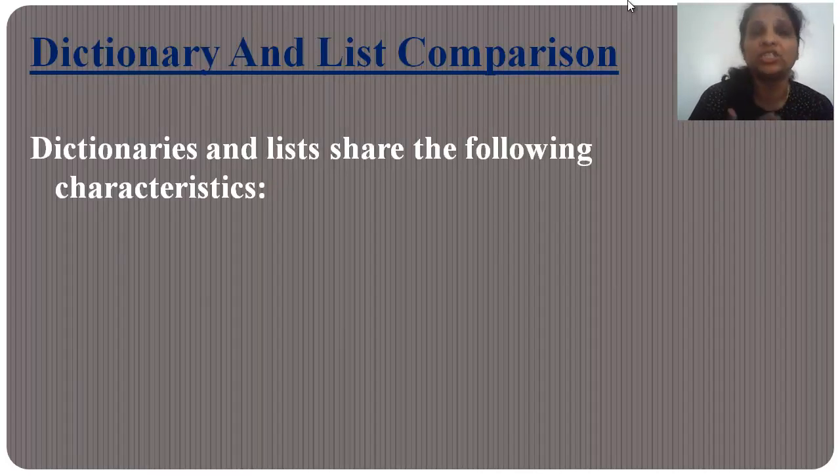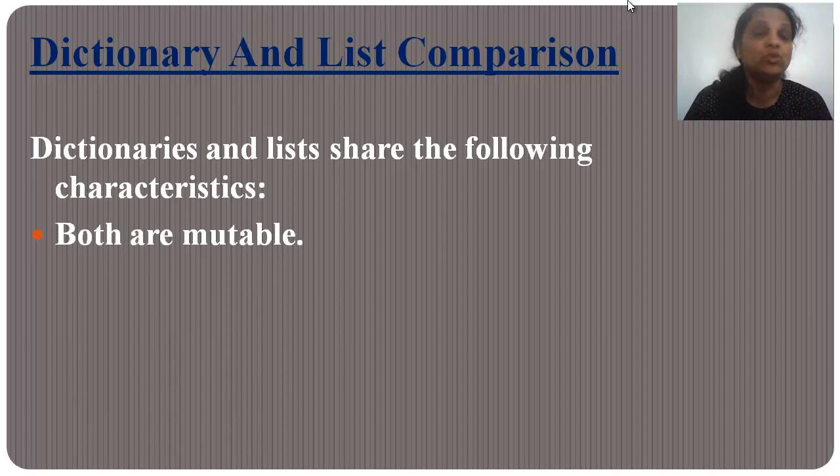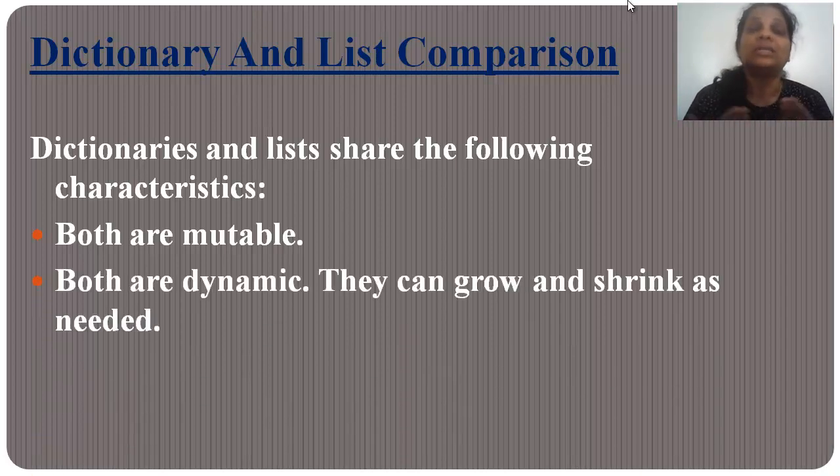Now let me compare a dictionary to a list. In similarities, both are mutable. Now this term mutable, immutable, I think you're hearing it from the beginning of the course. Both are mutable means you can modify a list or you can modify a dictionary in that particular memory location itself. Is that clear? Okay. Both are dynamic. What does that mean? As you proceed in your program, a list can grow. That means you can add more elements or you can delete elements. Similarly, a dictionary can also grow and shrink.